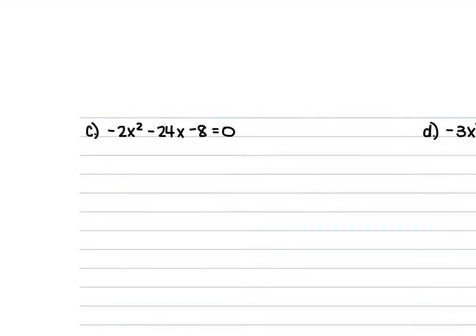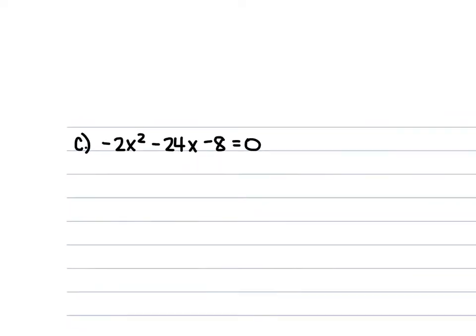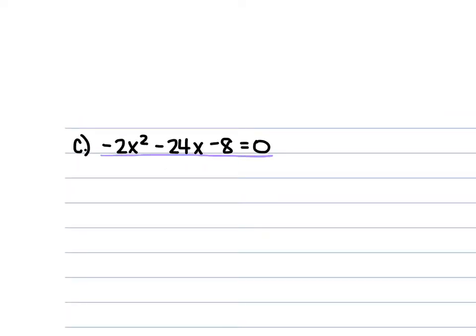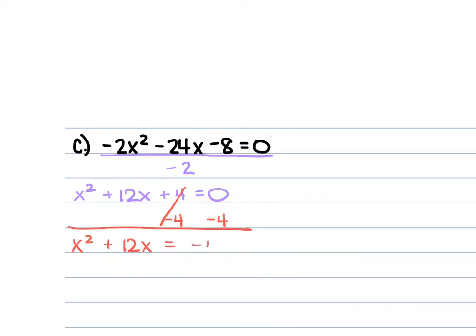For c, we have negative 2x squared minus 24x minus 8 is equal to 0. We want our a to be 1. Right now it's negative 2, so we're going to start by dividing the entire equation by negative 2. This is going to leave us with x squared plus 12x plus 4 is equal to 0. Now, move the 4 over, subtract it from each side. You're going to have x squared plus 12x is equal to negative 4.